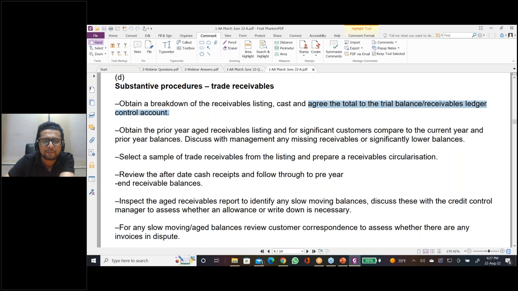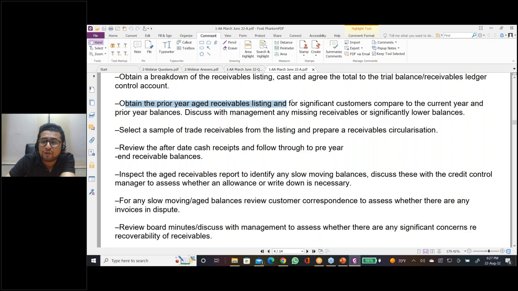Obtain the prior year aged receivable listing, and for significant customers, the important customers, compare the current year and the prior year balances. If there is any unusual fluctuation or significantly lower balances, or if a particular customer has gone missing altogether, you need to have a discussion with the management.